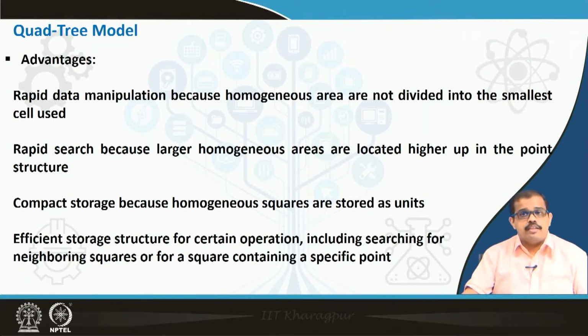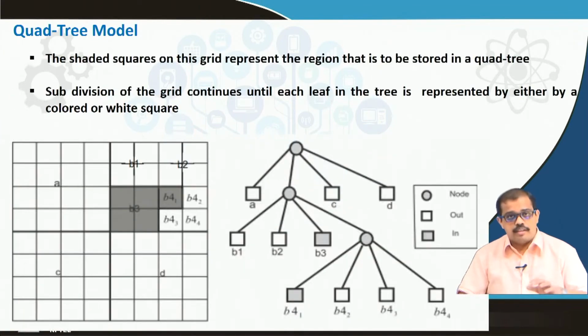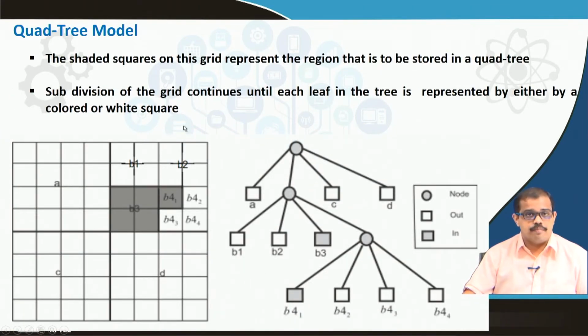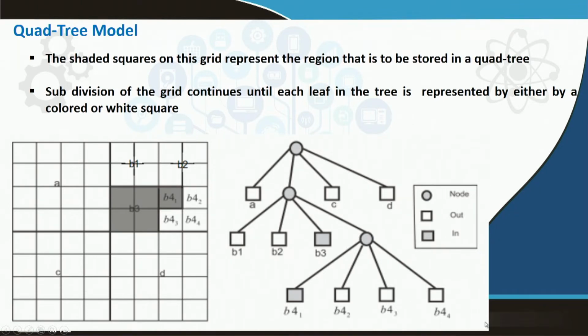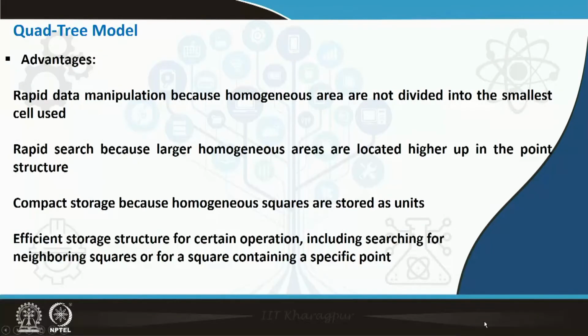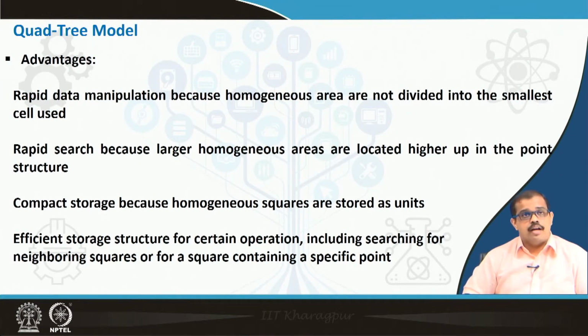What are the advantages of the quadtree model? There are a huge number of advantages. For example, rapid data manipulation, because homogeneous areas are not divided into the smallest cell. So you can manipulate data in a very fast way. Rapid search, because large homogeneous areas are located higher up at the nodes. The homogeneous areas are somewhere here, but the heterogeneous spaces are found lower down. That is one of the advantages of a quadtree model.